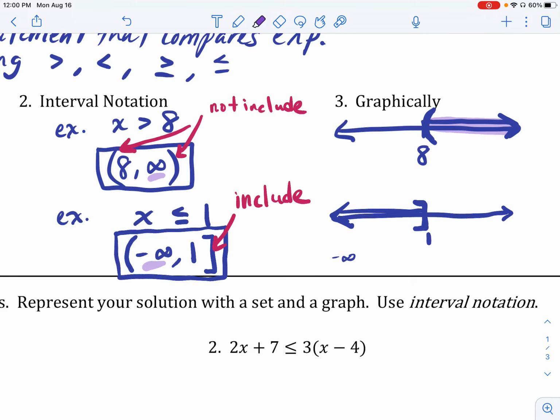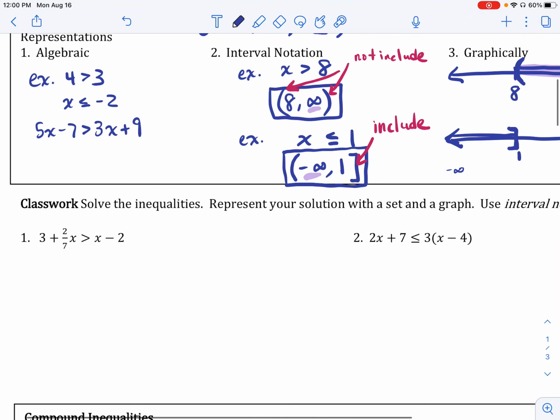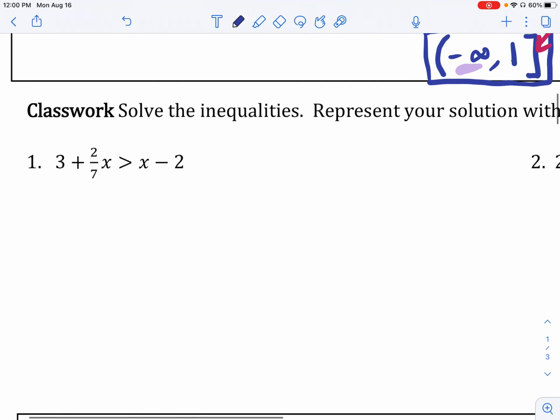So interval notation is a way of expressing inequalities using a separate notation that we will be using primarily moving forward. And again, parentheses mean we are not including the value. Brackets mean that we are. So let's go ahead and try one example here. Let's try number 1.